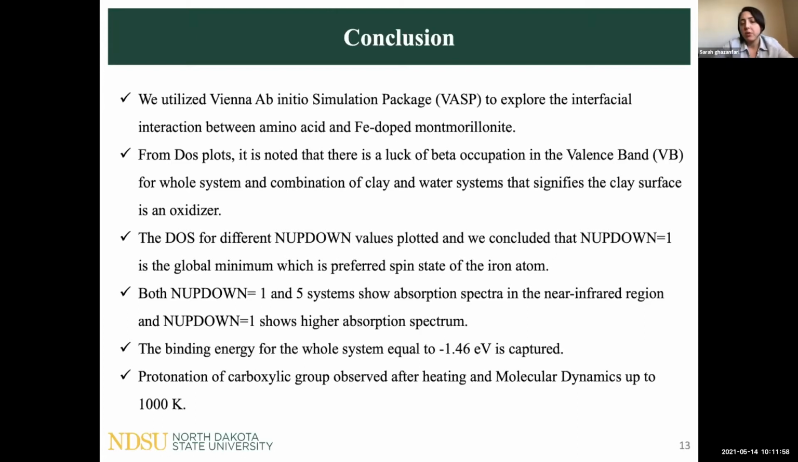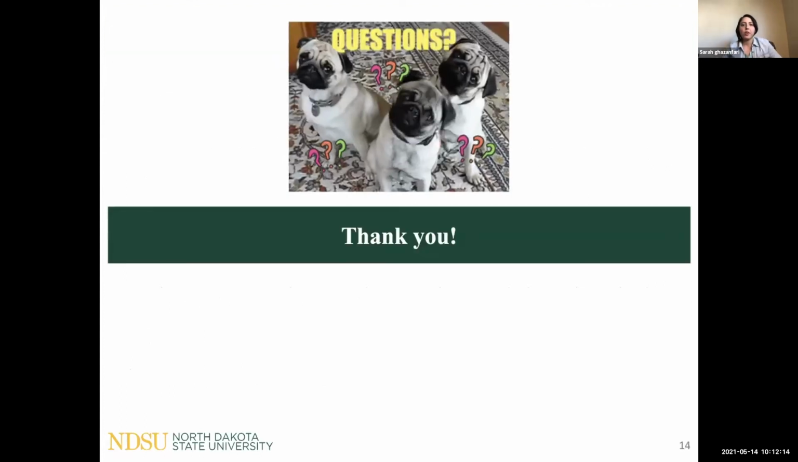The binding energy for the whole system is equal to minus 1.46 electron volt. And at the end, the protonation of the carboxylic group was observed after heating and molecular dynamics up to 1000 Kelvin. Thank you for your attention.